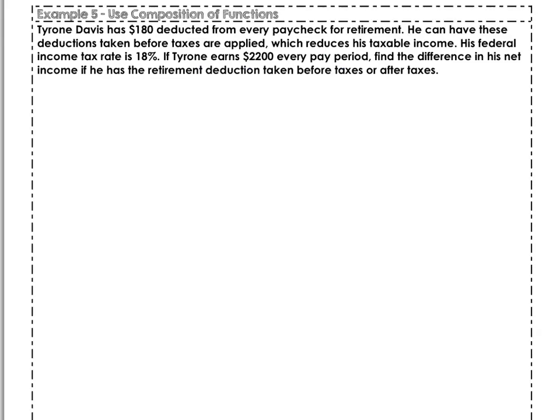Last example, and it deals with real-world problems. Let's read it together and create the functions that this problem is asking for. Tyrone Davis has $180 deducted from each paycheck for retirement. So we're first going to create a function about how much money I'm getting after I take away money for retirement. Okay, this is my R function. The total amount of money I'm going to make, let's call him X because I don't know him. Regardless though, I'm going to take away $180 from him. It's a firm amount.